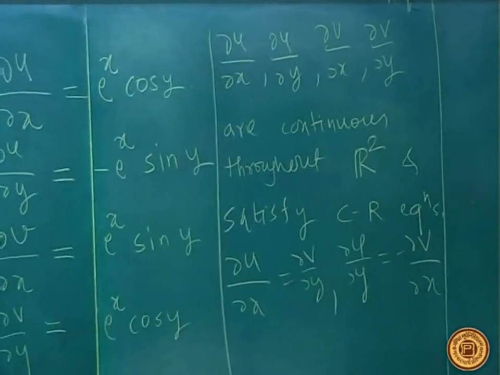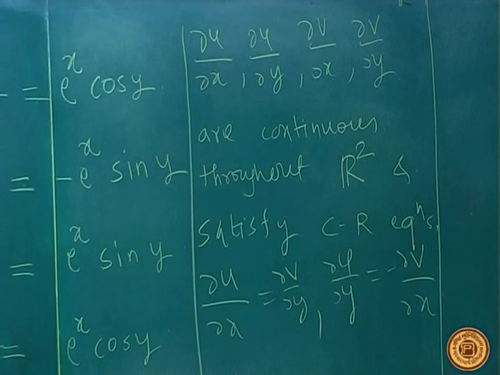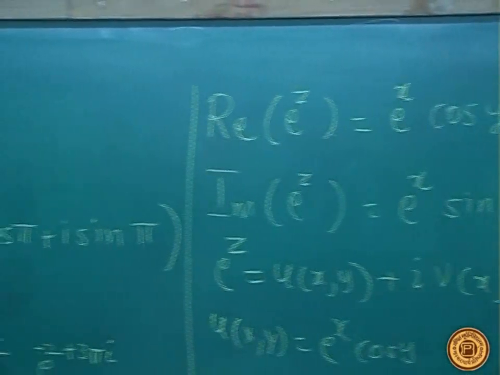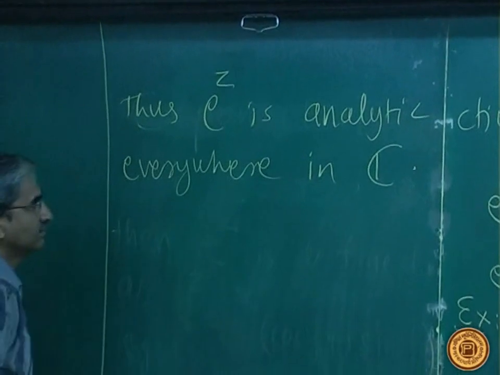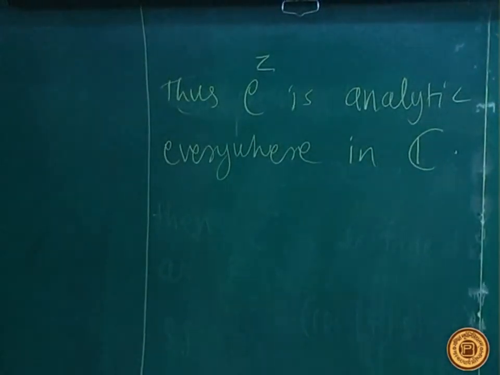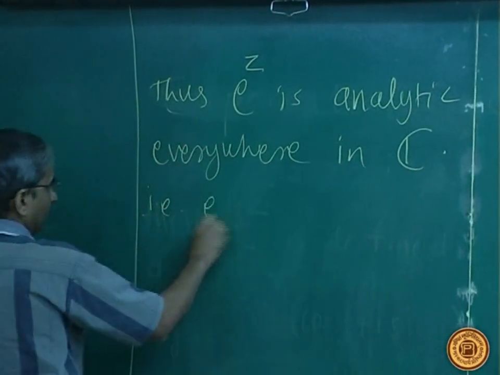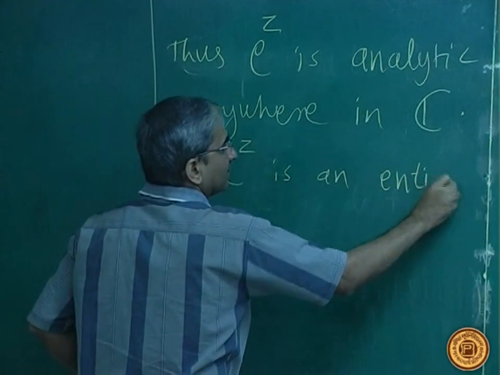So e to the power z is analytic everywhere in C. That is, it is an entire function. E to the power z is an entire function.